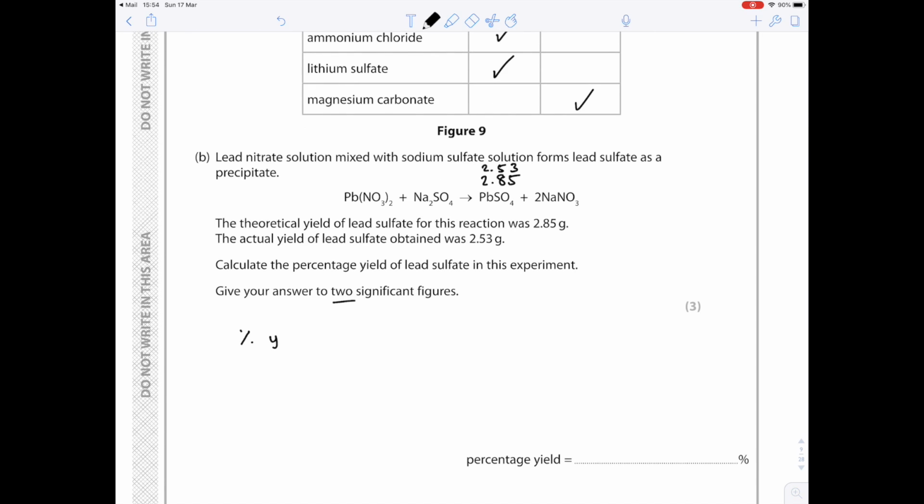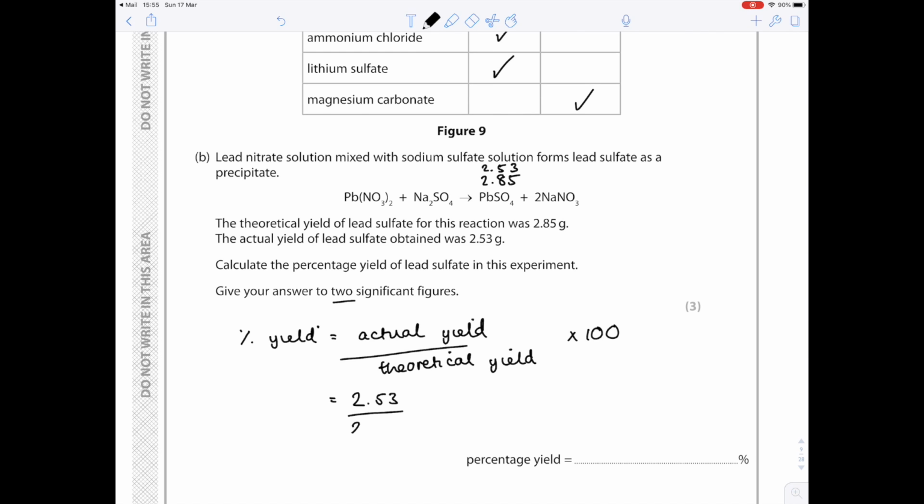So percentage yield is given by the equation actual yield over theoretical yield multiplied by 100. So that would be 2.53 over 2.85 times 100, which gives you an answer of 88.8%, and we need to round that to 2 sig figs, so the answer here is 89%.